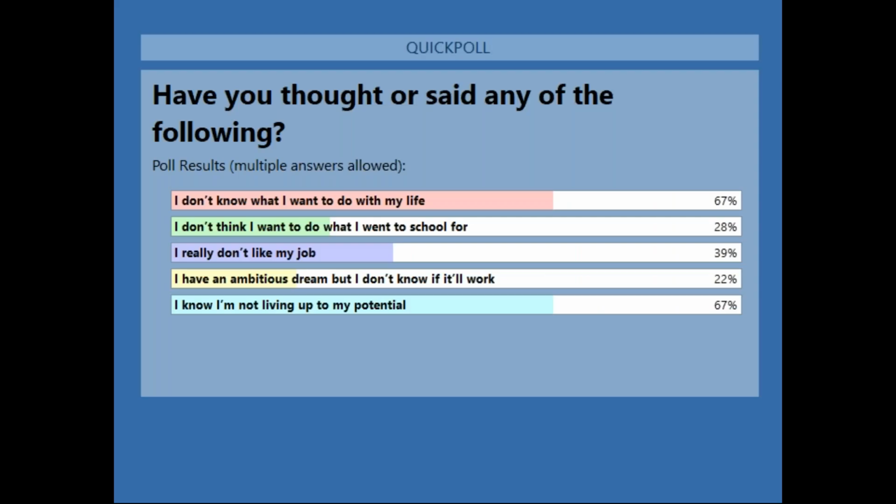Okay, so here are our results. In the first place, I guess that's not the right way to say it, but 67% of respondents said, I don't know what I want to do with my life. And 67% of respondents said, I know I'm not living up to my potential. Next, we have 39% of respondents saying, I really don't like my job. 28% of respondents saying, I don't think I want to do what I went to school for. And 22% of respondents saying, I have an ambitious dream, but I don't know if it will work or how to start.